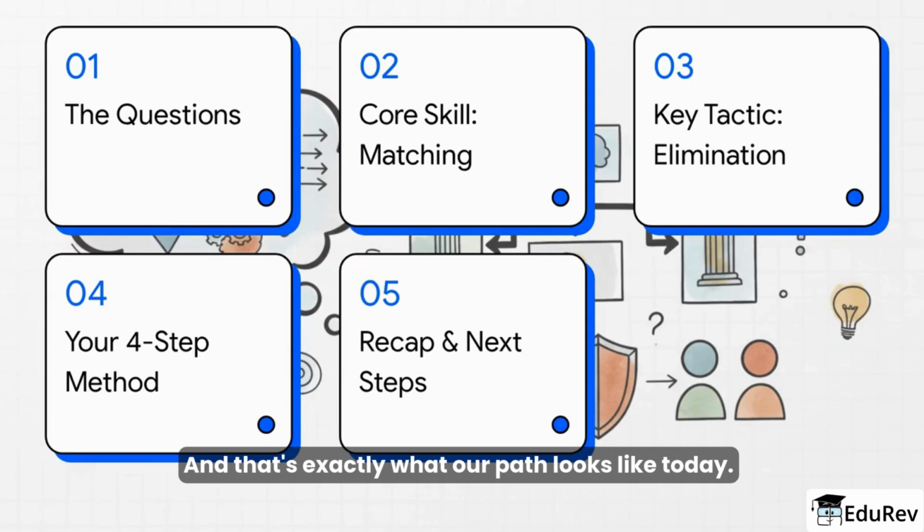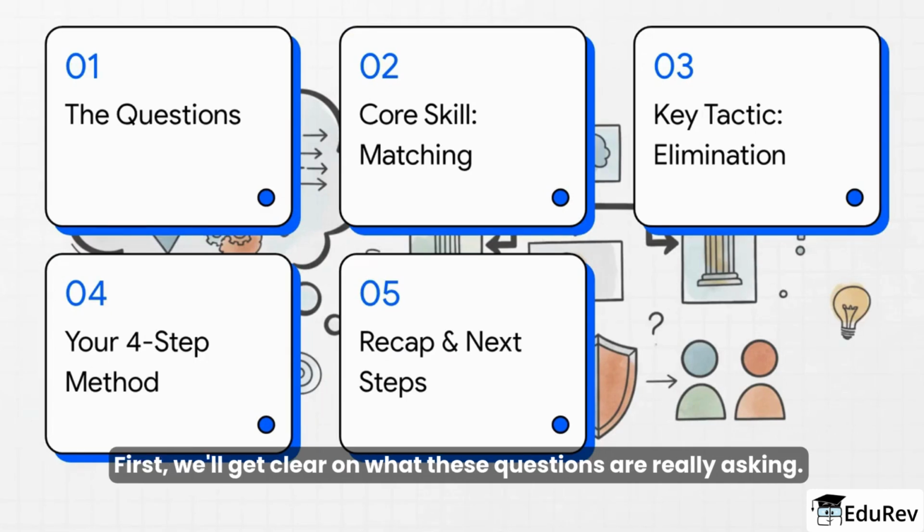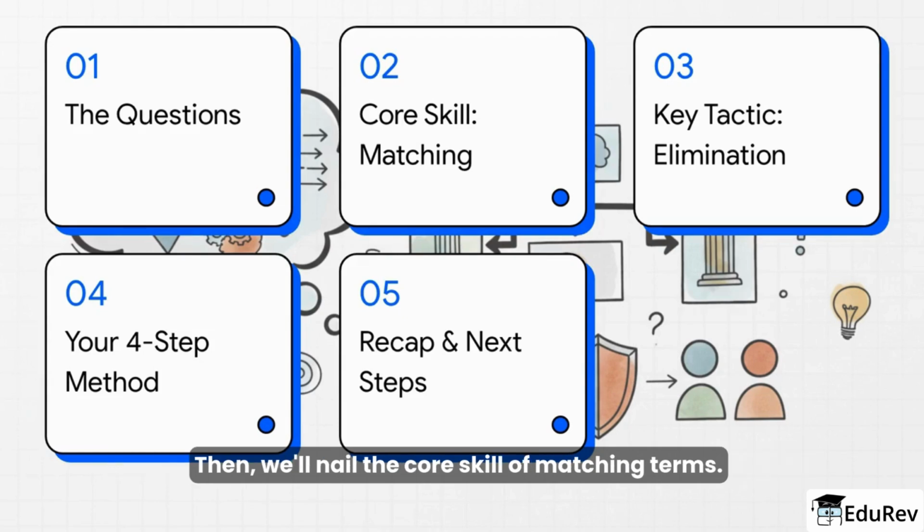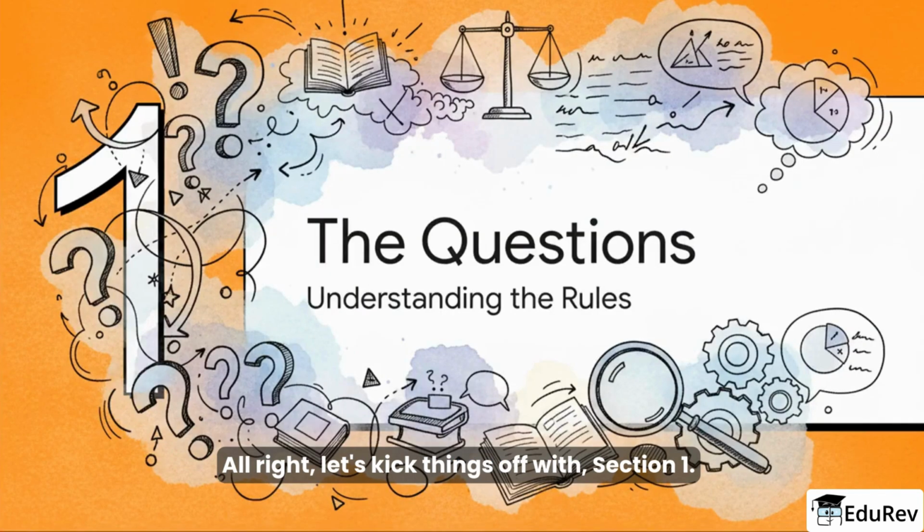And that's exactly what our path looks like today. First, we'll get clear on what these questions are really asking. Then, we'll nail the core skill of matching terms. After that, we'll get into the key tactic, elimination. And finally, we'll pull it all together into a simple 4-step method you can use every single time. Let's do this. All right, let's kick things off with Section 1.